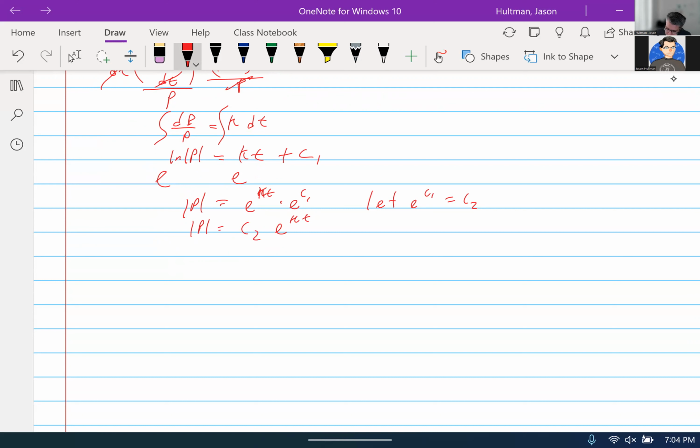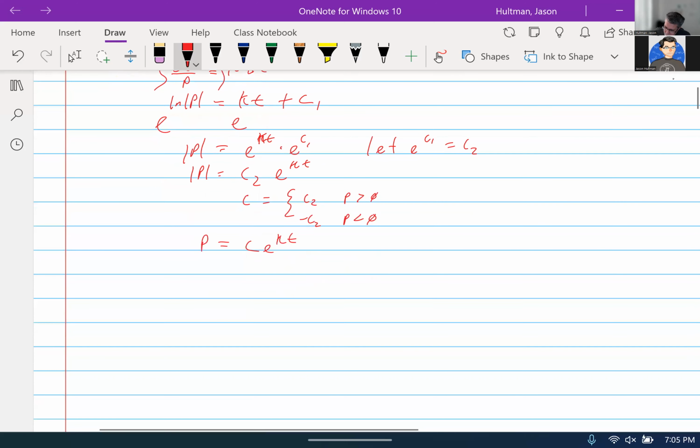I'm just going to let c be equal to positive c2 if P is greater than 0, and negative c2 if P is less than 0. Then I can just use c as my constant. P is equal to c e to the kt.